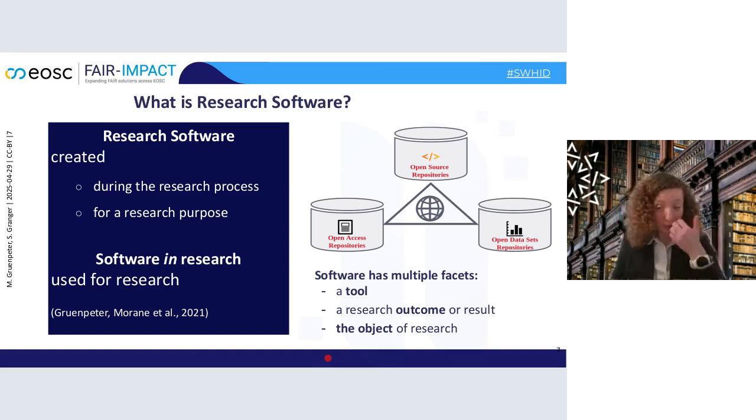Now, software in general has multiple facets. It can be a tool, it can be the research outcome or result, which is the research software, or it can be the object of research. We can research a large database of software source code, so it can be the object of a full research team doing this research.